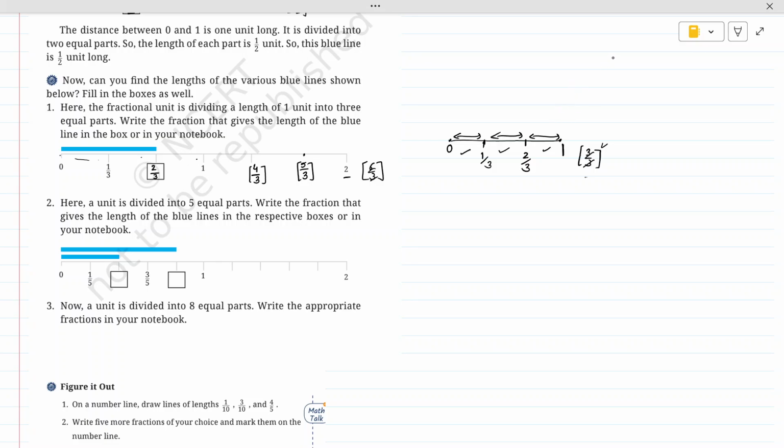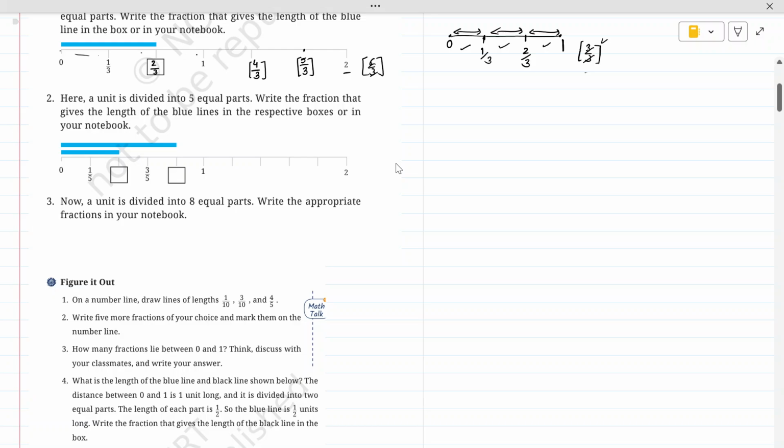The only difference is that here we are representing that thing on the number line, right? Now, next we have a unit, that is, a 1 divided into 5 equal parts. So in this question, instead of 3 parts like what we have just done, we are dividing this unit length into 5 equal parts. And then we have to write the fraction that gives the length of the blue lines in the respective boxes.